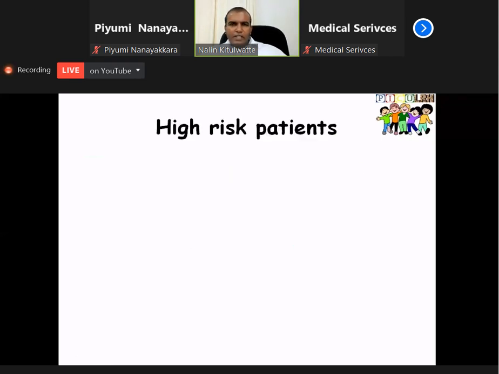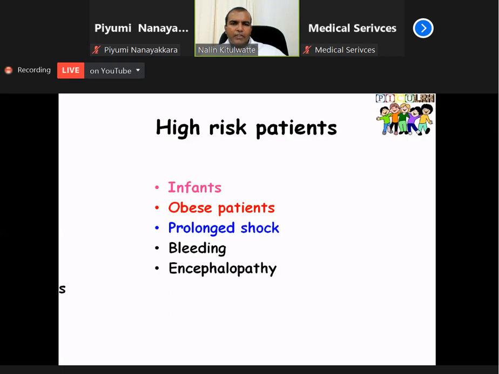So who are the high-risk patients? Infants, obese patients, prolonged shock, bleeding, encephalopathy, underlying diseases, pregnancy are high risk. So if your patient belongs to this, obviously infants less than 1 year, obese, prolonged shock, bleeding, encephalopathy, underlying diseases, those are high-risk patients. So you have to be more vigilant about managing these patients. So be careful. These are the problematic patients.